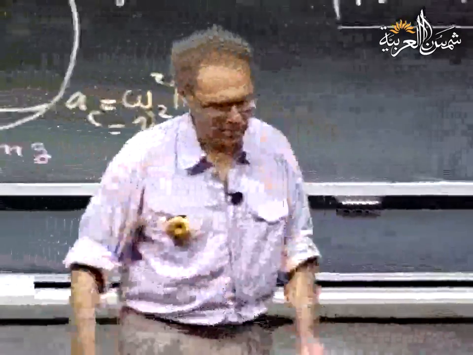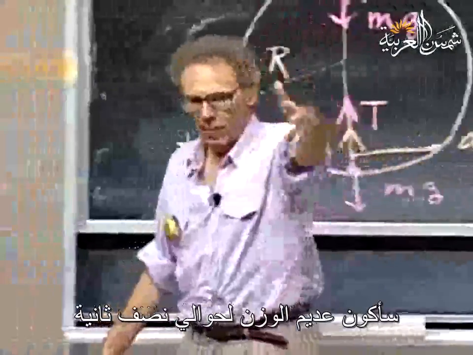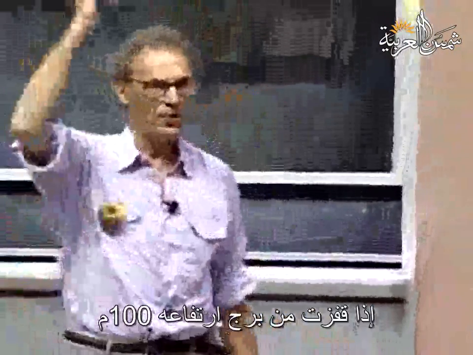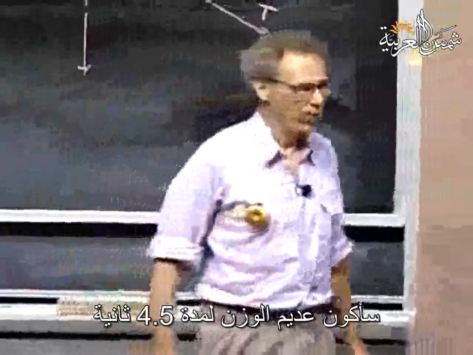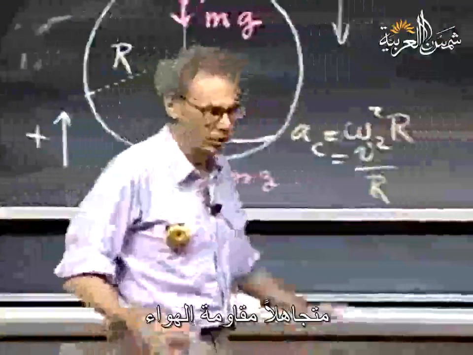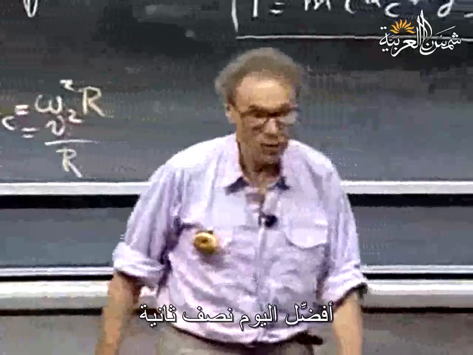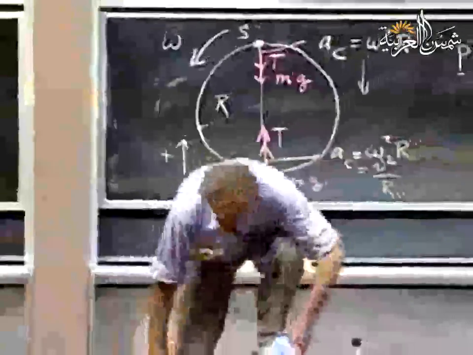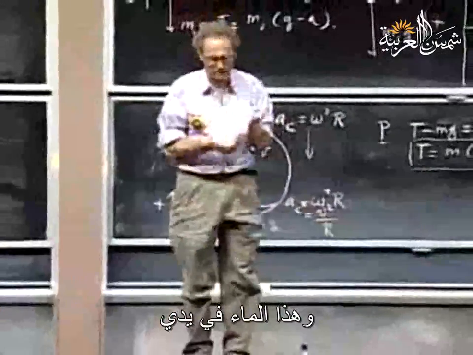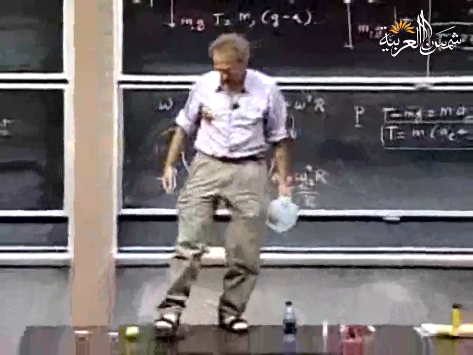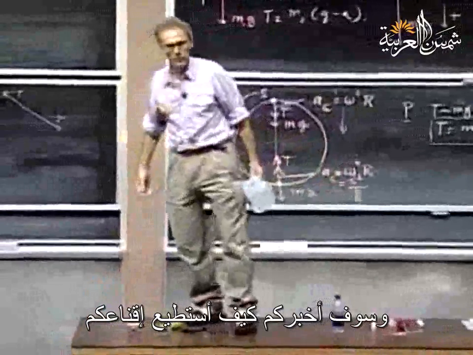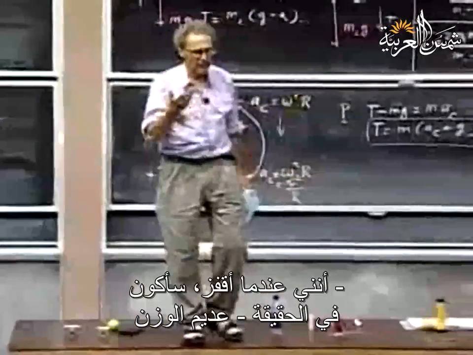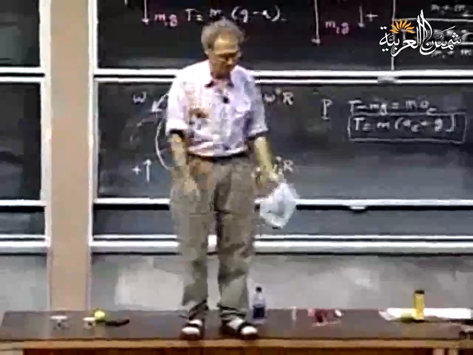If I jump off the table, this is about 1 meter, I will be weightless for about half a second. If I jump from a tower which is 100 meters high, I will be weightless for 4.5 seconds, ignoring air drag. I prefer today the half a second. I'm going to jump off this table with this water in my hand, and I'm going to tell you how I can convince you that as I jump, I will indeed be weightless. Here is the bottle.